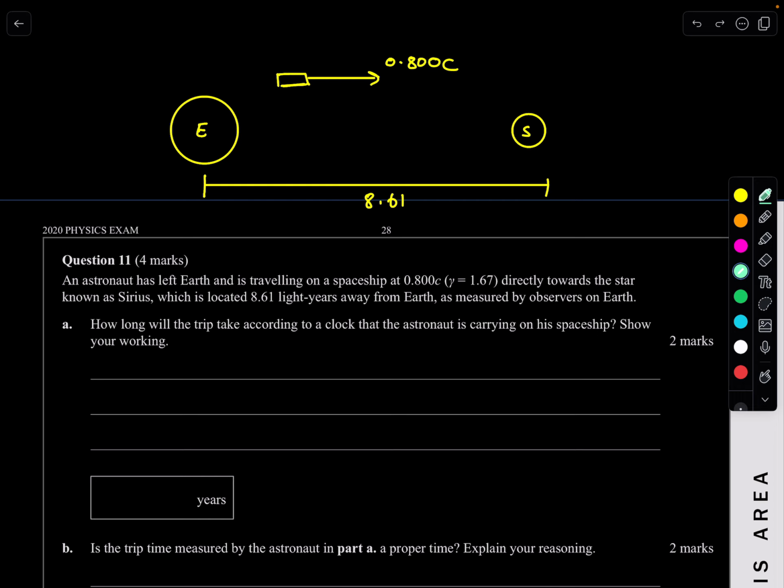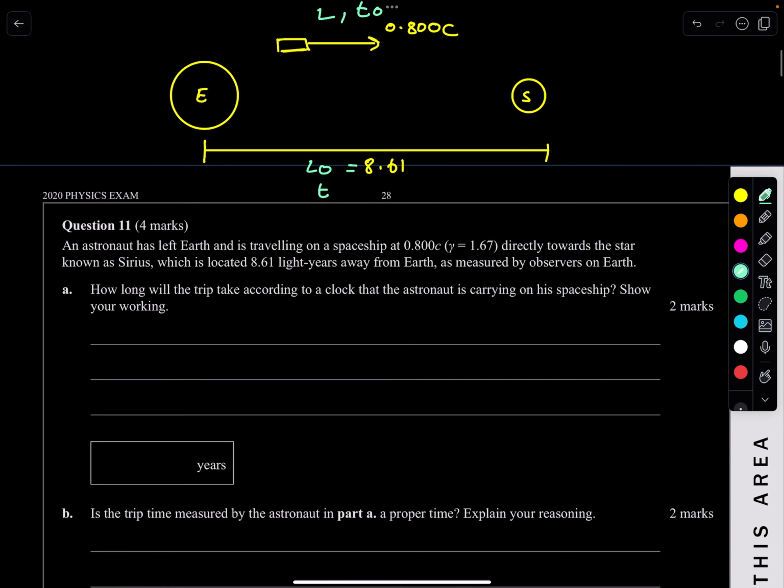Looking at this diagram, we know that these astronauts are going to experience length contraction. They're going to see this distance as very short. So this here is your proper length, and the people on Earth must be measuring time dilation. The astronauts are measuring proper time. This is how you can easily determine what everything is.